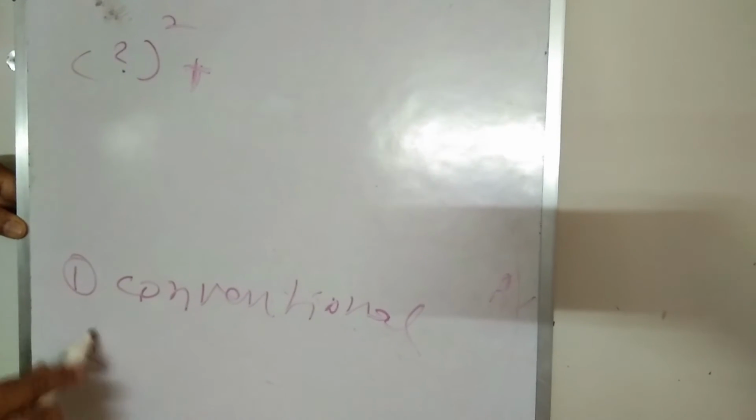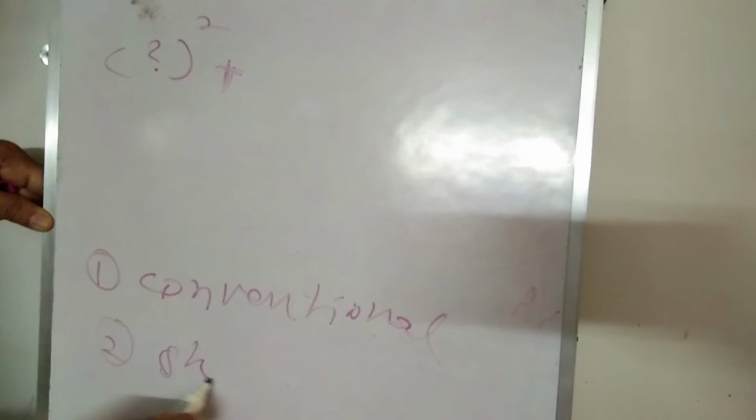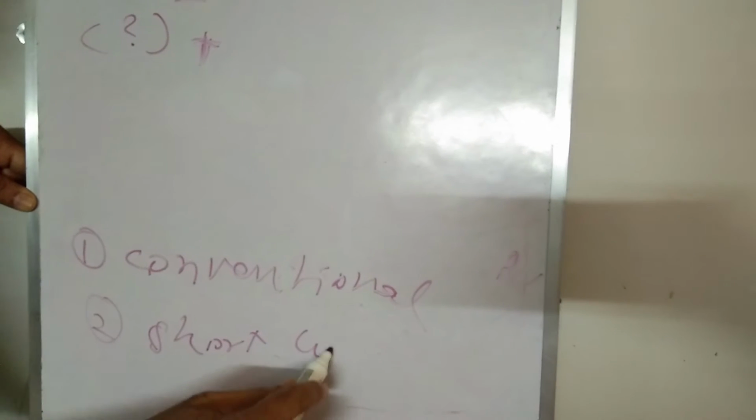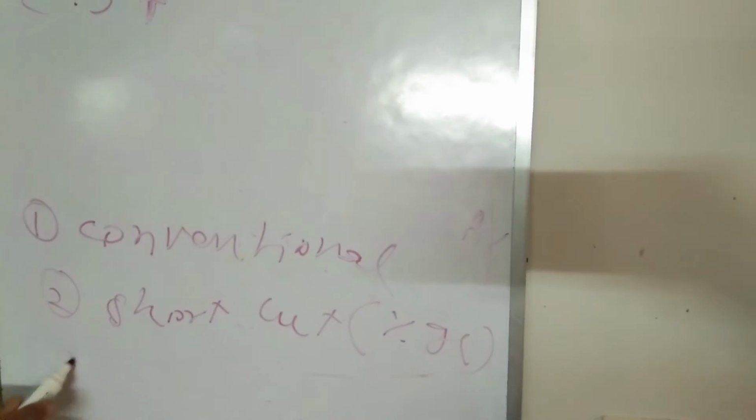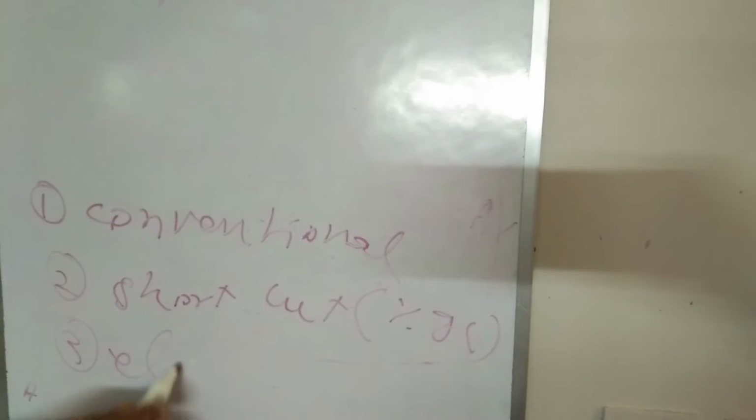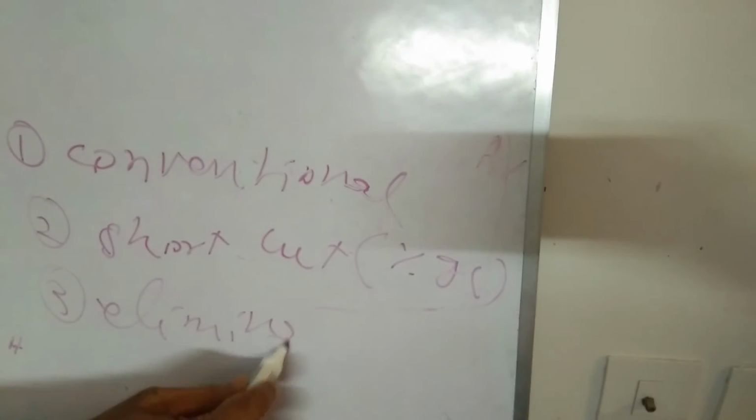Conventional method. Another is shortcut. Shortcut means we already explained: convert into percentage like this. Third is elimination of answers. This is the order I am giving.